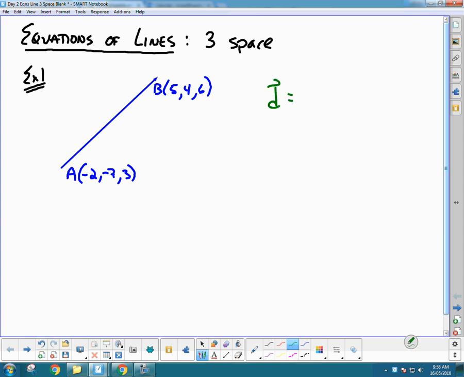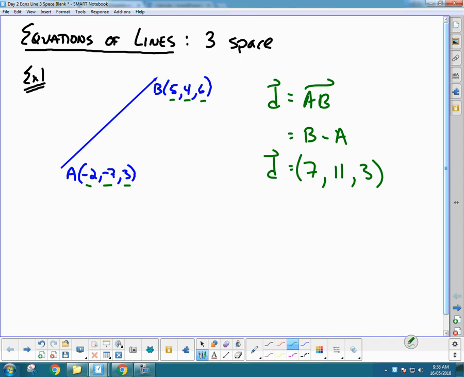So in this case, you'll notice that this vector goes from A to B. So to find the direction vector, of course, we do b minus a. And so now it's 5 minus minus 2 is 7. 4 minus minus 7 is 11. And 6 minus 3 is 3. And so the direction vector 7, 11, 3 is the direction vector of this line.